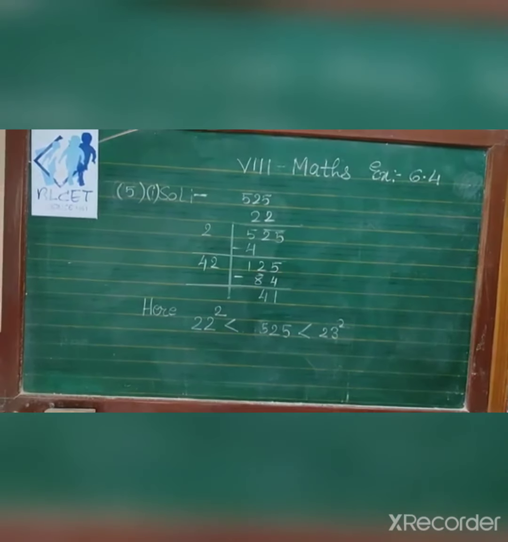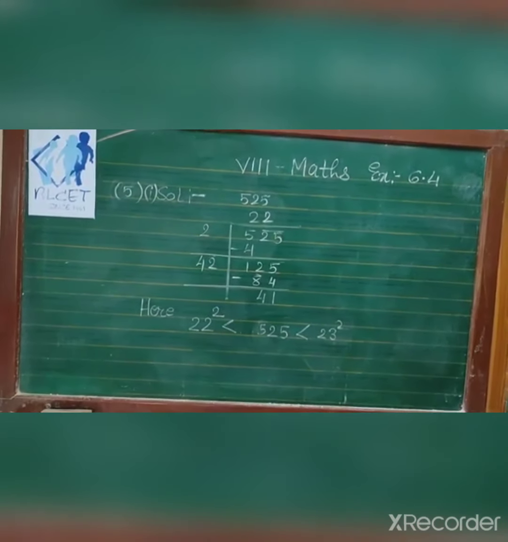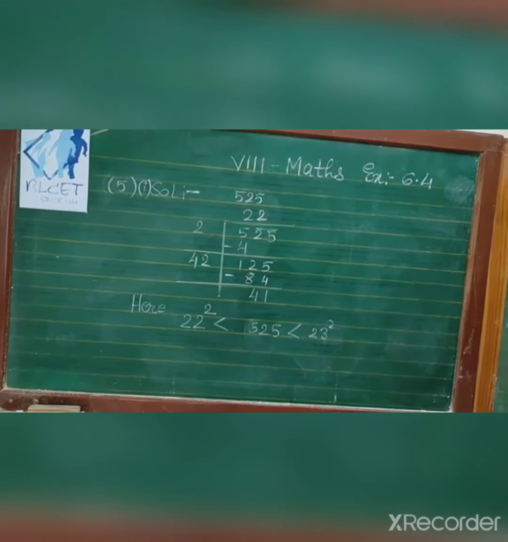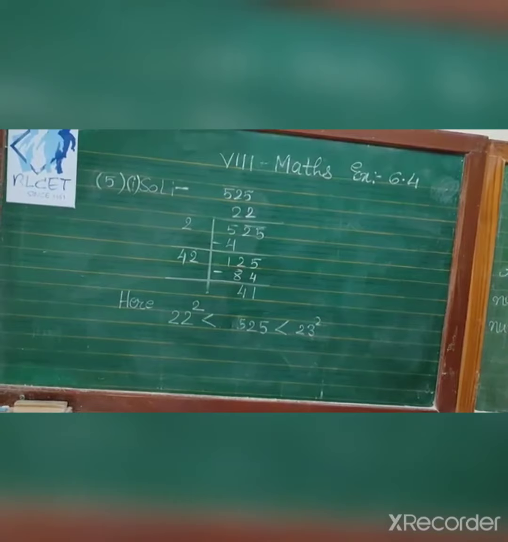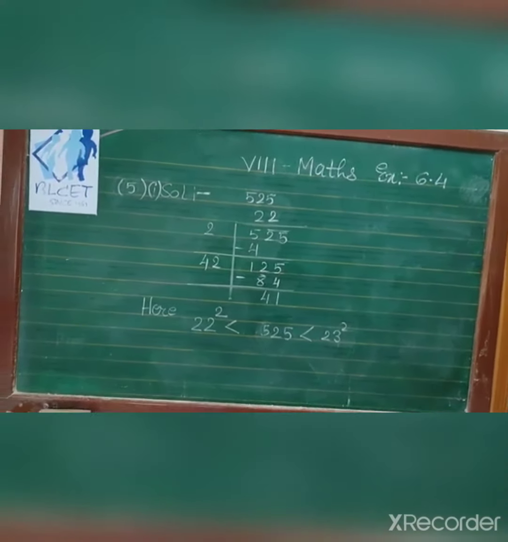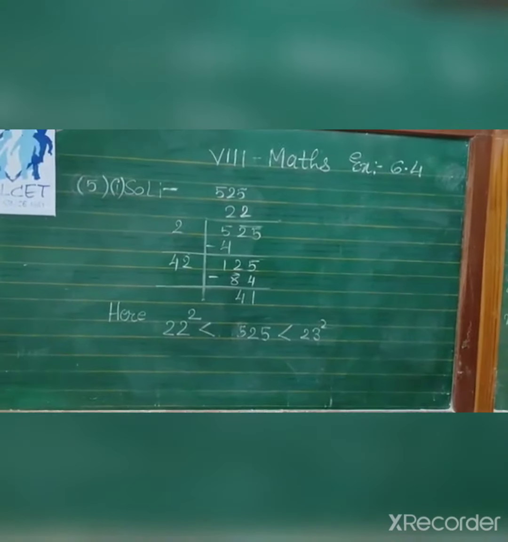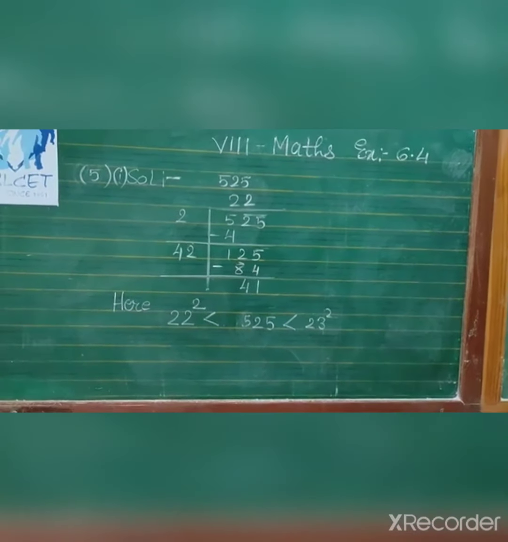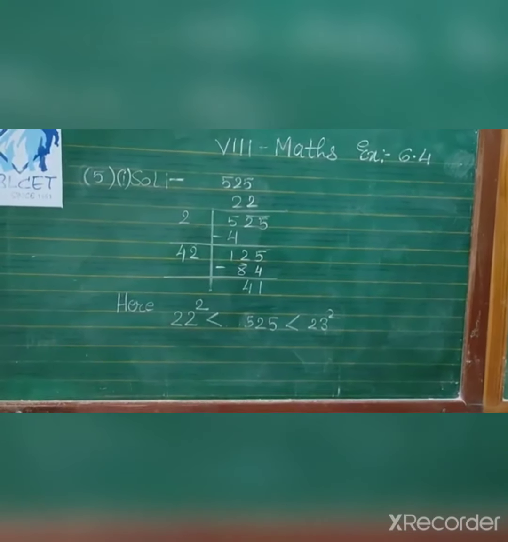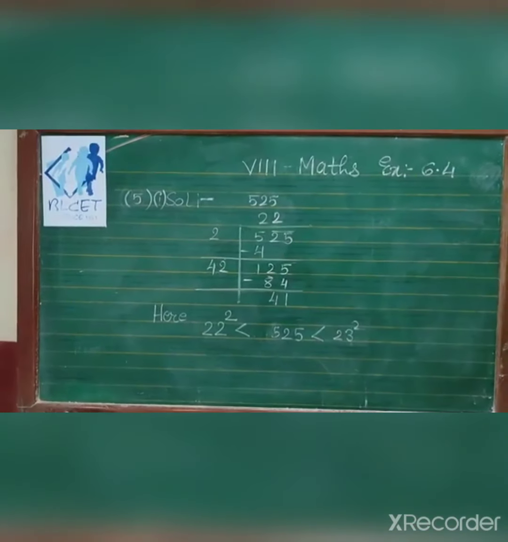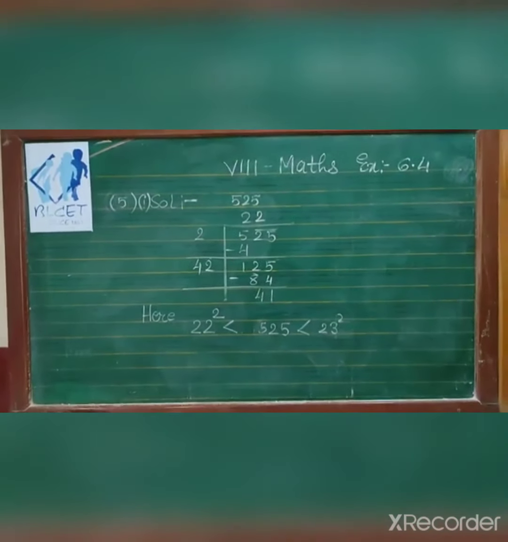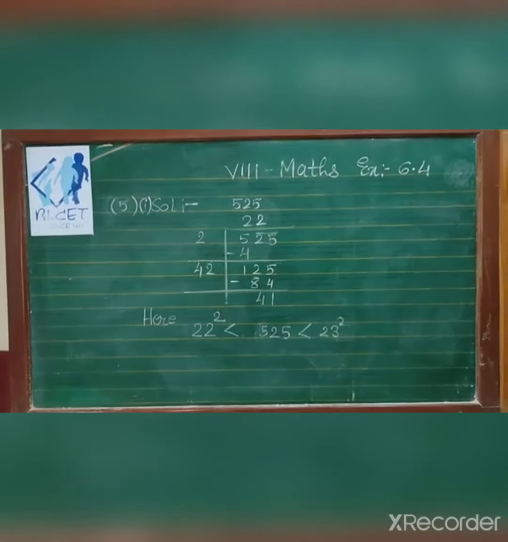Now fifth question: find the least number which must be added to each of the following numbers so as to get a perfect square. Also find the square root of the perfect square so obtained. Okay. Now see here, in the fourth question what we have done, we have subtracted the number from the given number, but here we have to add, and there is only a little bit of difference between addition and subtraction.